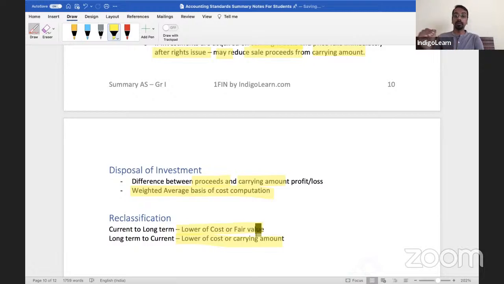Lower of cost or fair value. This is the same principle you apply to value current investments. Second, long term to current, lower of cost or carrying amount. Lower of cost or carrying amount.